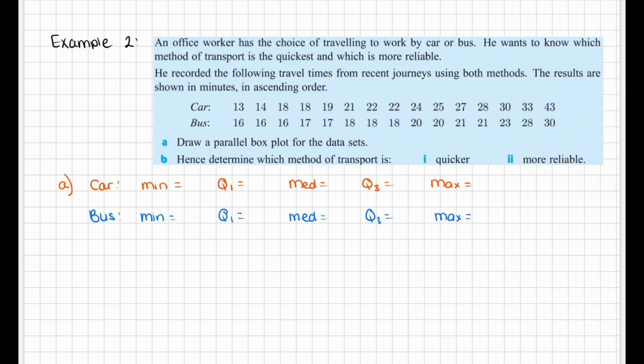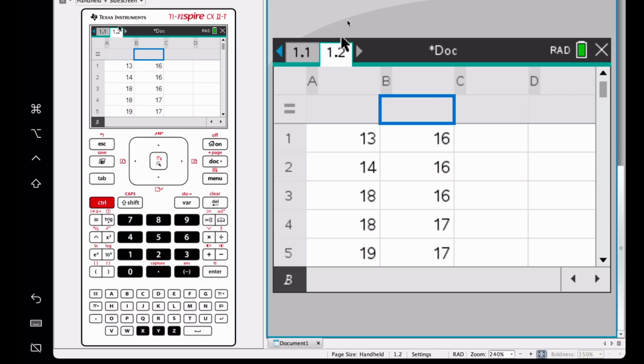To do that, we're going to go back to our calculators to get the 5-number summaries. Here, I've put both sets of data into 2 columns. So the car is in the first column, bus is in the second column. You can work out your summaries separately, but there is a way to actually get both 5-number summaries in one step rather than having to do it separately.